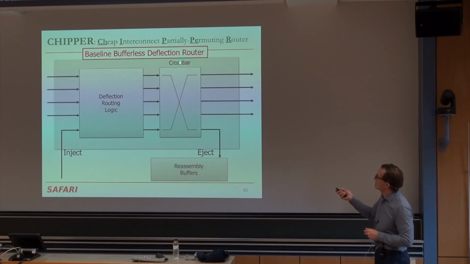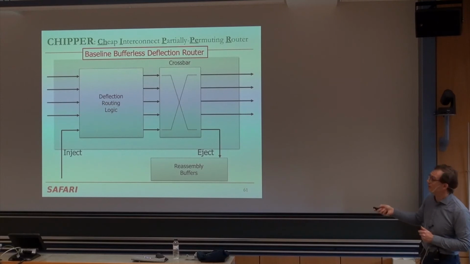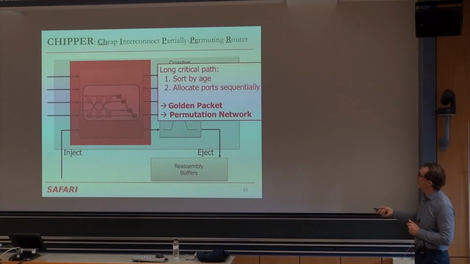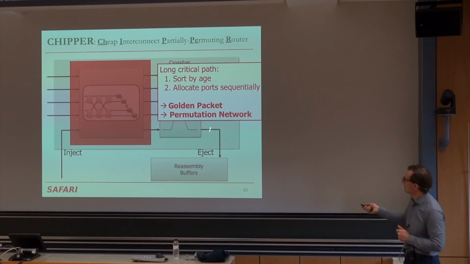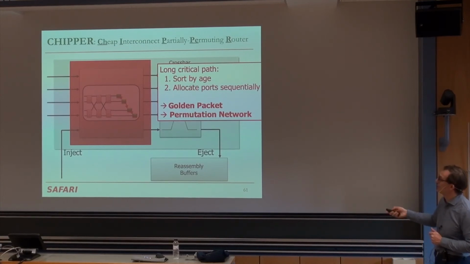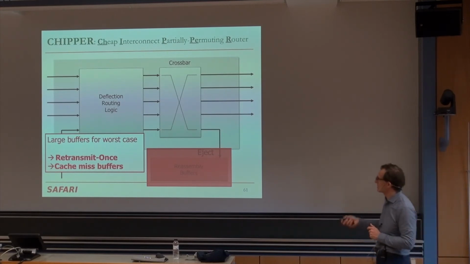This is the baseline bufferless deflection router that we started with. It had large reassembly buffers and it had this deflection routing logic. We got rid of the deflection routing logic, which had a long critical path because it needed to sort by age and it needed to allocate ports sequentially. We used the golden packet and permutation network ideas to replace it. It's a different deflection routing logic right now, but it's not shown there.